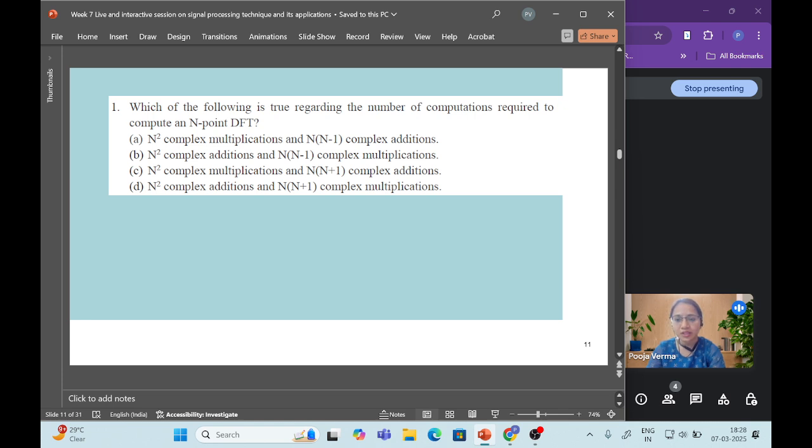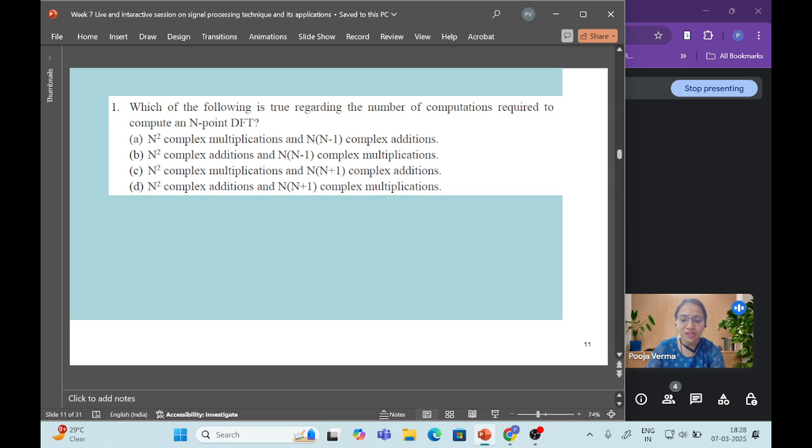Question number 1: which of the following is true regarding the number of computations required to compute an N-point DFT? Option A is N square complex multiplications and N minus 1 complex additions. Option B is N square complex additions and N minus 1 complex multiplications. Option C, N square complex multiplications and N plus 1 complex additions. And option D is N square complex additions and N plus 1 complex multiplications. Which option will be the correct one?